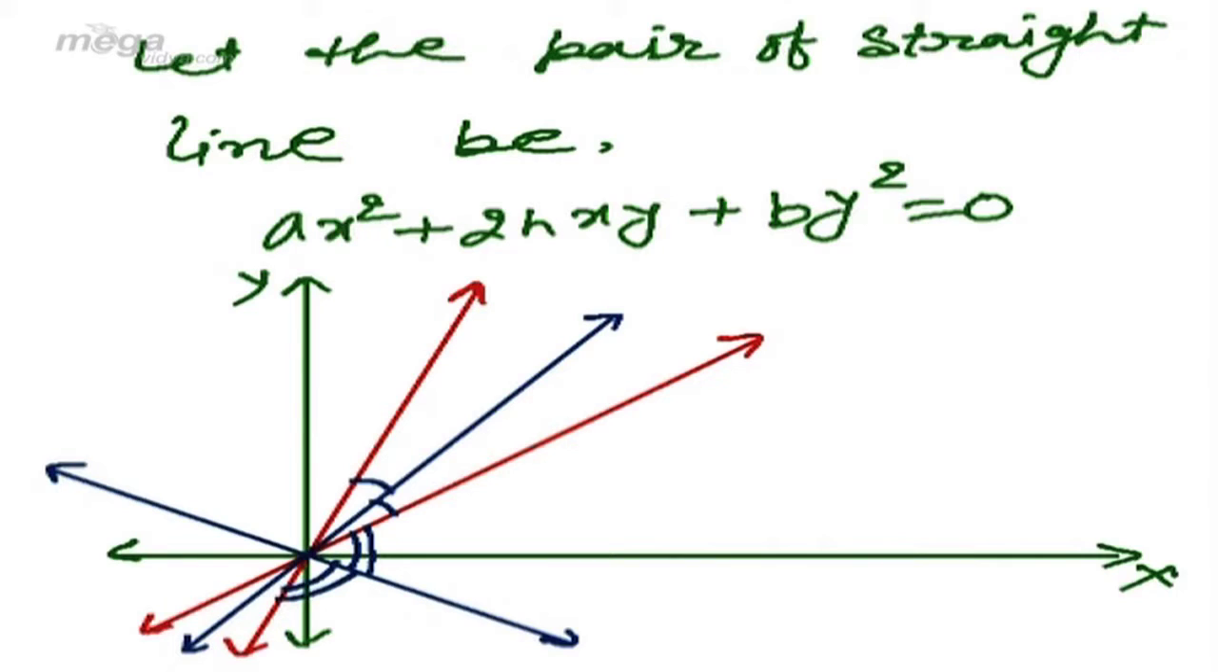Student, obviously the given lines whose combined equation is this pass through the origin, they make the angle at the origin. So therefore the bisector of angles also will pass through the origin. So the combined equation of these two lines is also in the same form, in the form of a homogeneous equation.